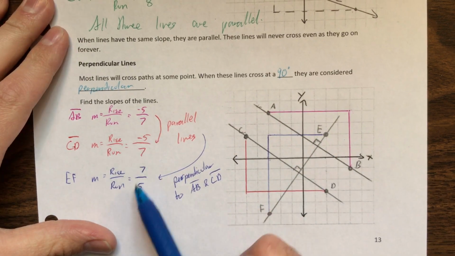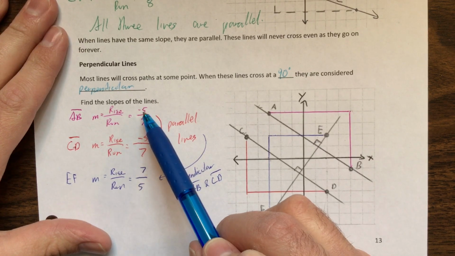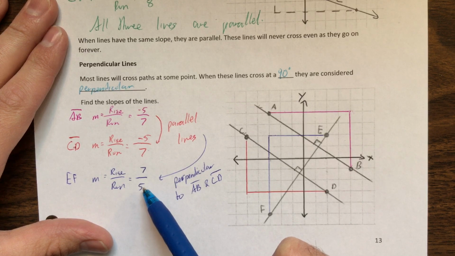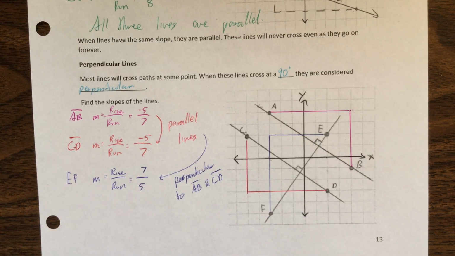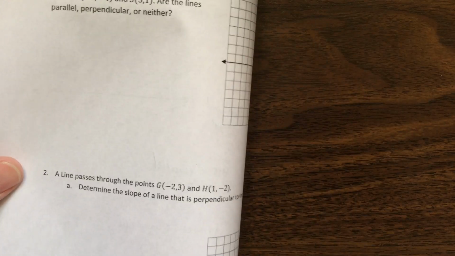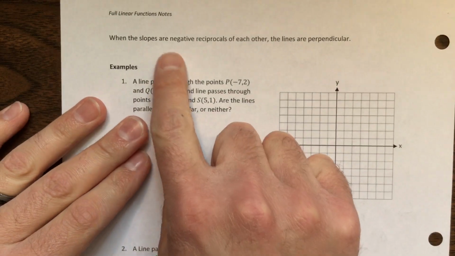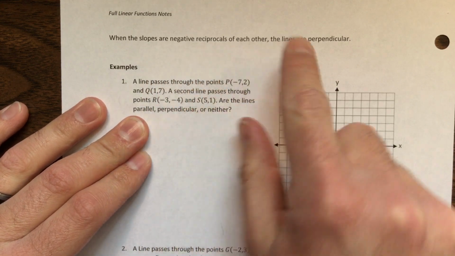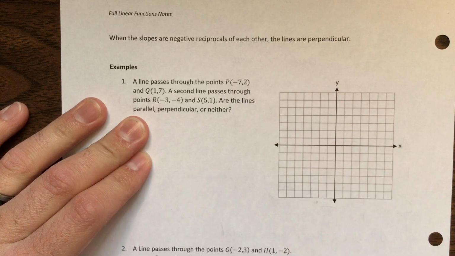But what do we notice about the slopes? These ones are negative 5 over 7. This one is 7 over 5, positive. These are negative, this is positive. So what we're going to see is that in fact a perpendicular line has what we call a negative reciprocal of its other line. Okay, and that's what it's saying right here. So when the slopes are negative reciprocals of each other, the lines are perpendicular.